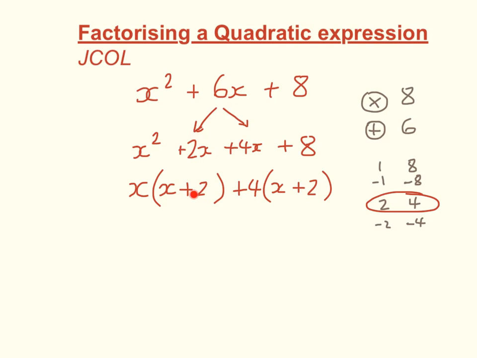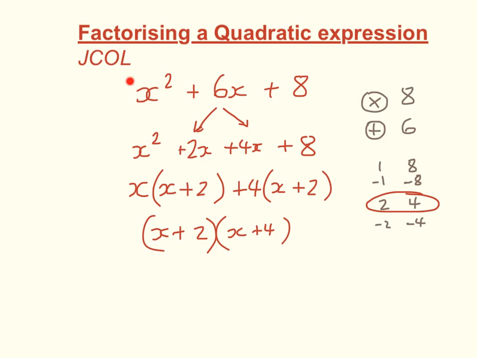And since now x plus 2 is a common factor, i.e. x plus 2 multiplied by x and x plus 2 multiplied by 4, x plus 2 is a common factor, and in a set of brackets we can say to ourselves, what do we multiply by x plus 2 to get this expression here? Well, it's x. And what do we multiply by x plus 2 here to get this entire expression? Well, it's the plus 4. So our final answer is x plus 2, x plus 4. And we have our two expressions in brackets multiplied together.